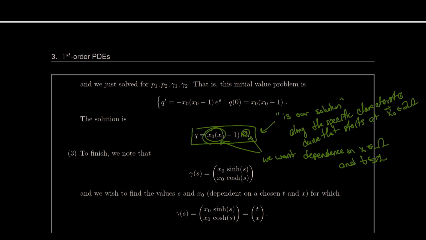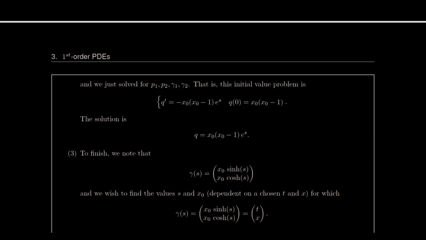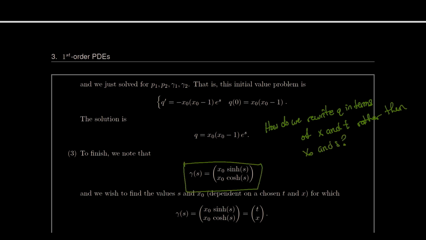So what do we have to do to rewrite q in terms of x and t rather than x naught and s? We start with gamma. Gamma is what's going to give us the ability to make this happen. We say, hey, I want gamma to actually be written as t and x. I don't want it to be written as x naught and s. I want it to be t and x.